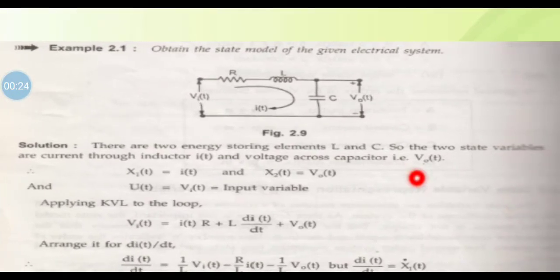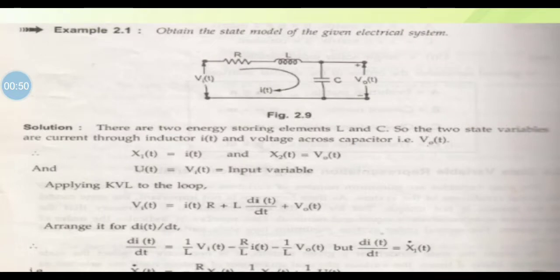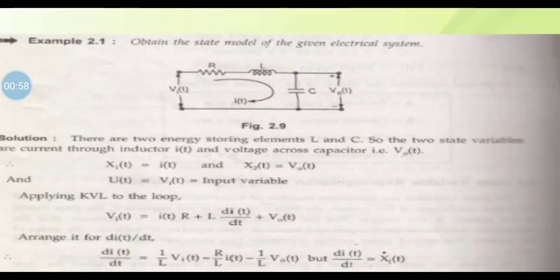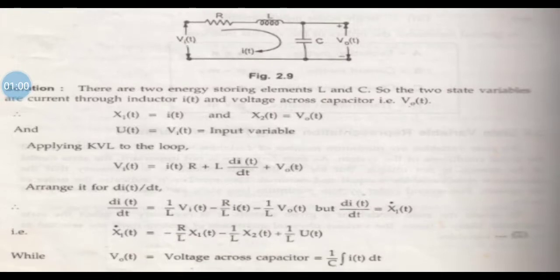There are two energy storing elements, which you can see: L and C. So the two state variables are the current through the inductor I of t and the voltage across the capacitor, that is V naught of t. We know that inductor and capacitor are energy storing elements. So x1 of t is equal to I of t and x2 of t is equal to V naught of t, and u of t is equal to Vi of t, which is the input variable.